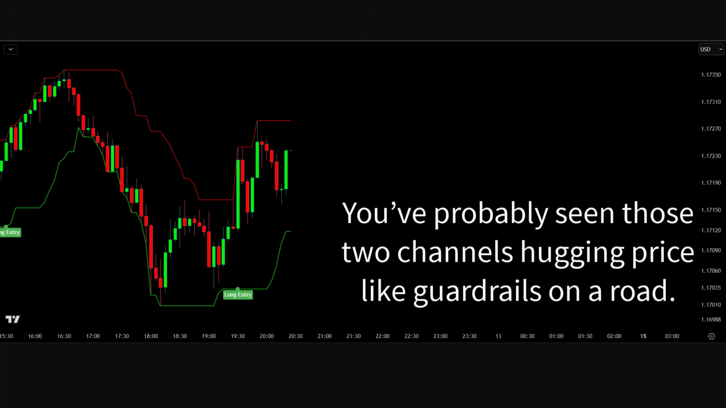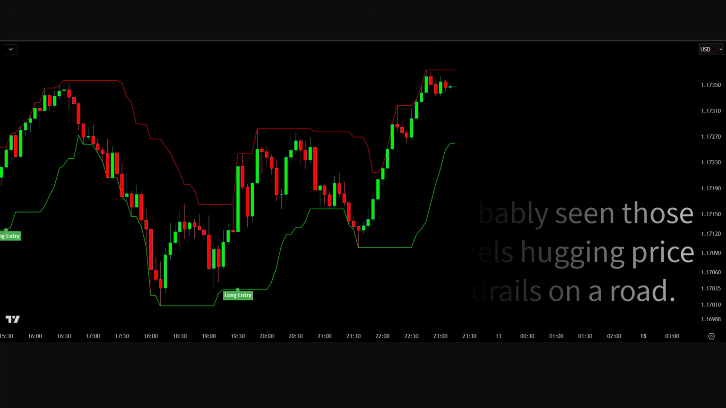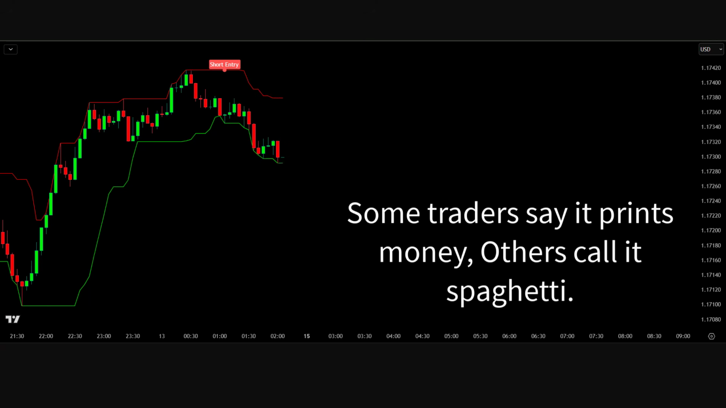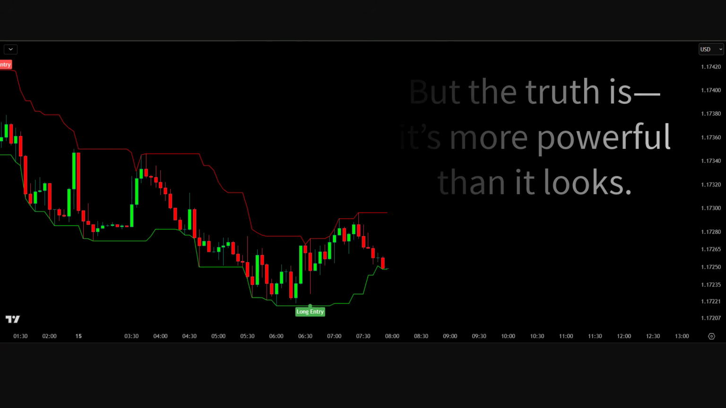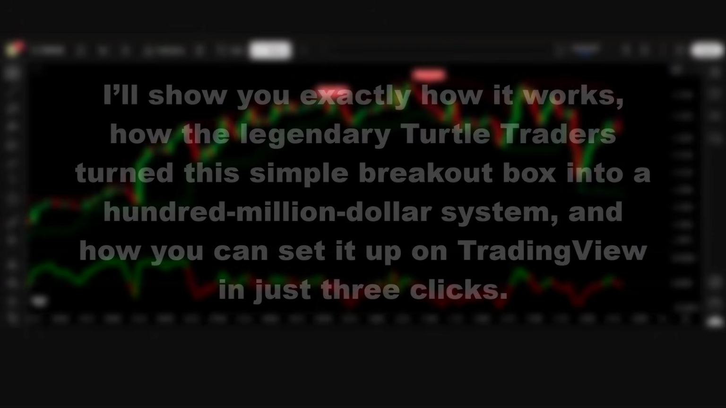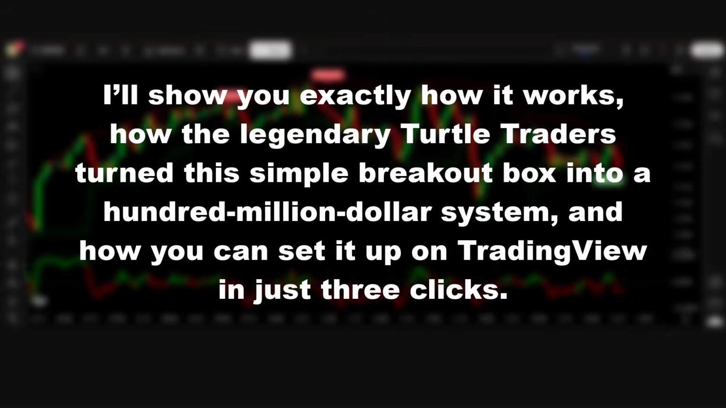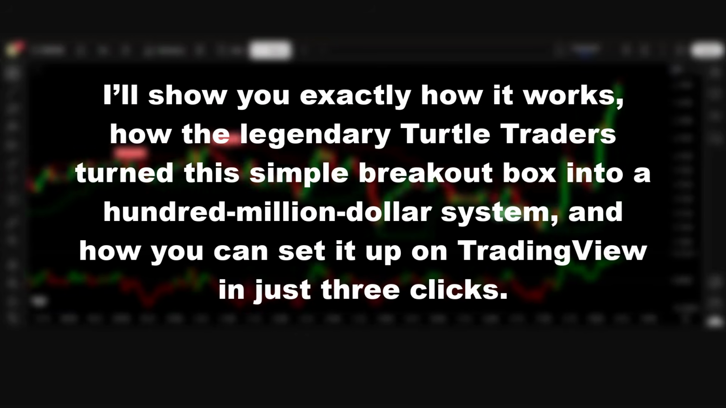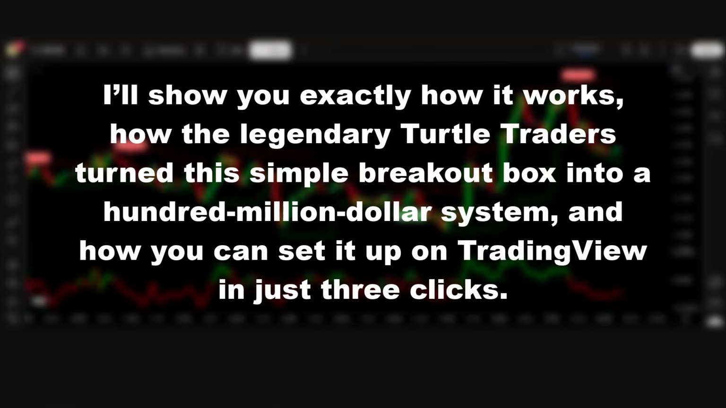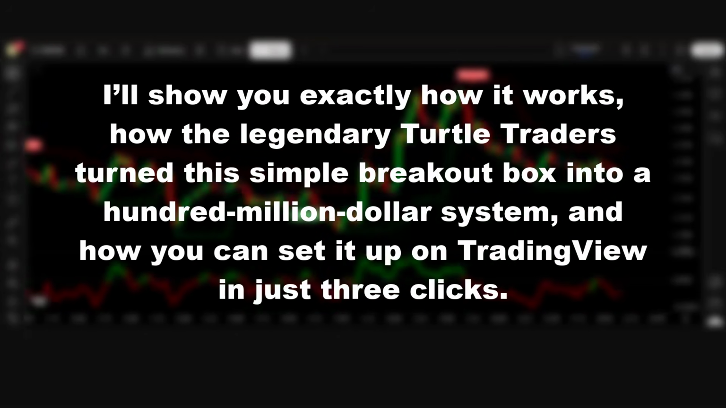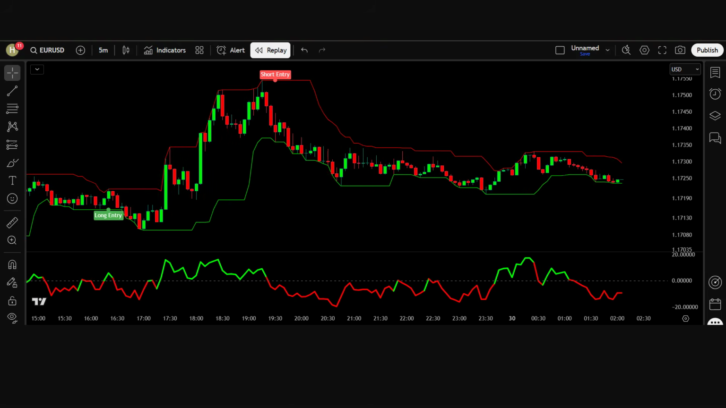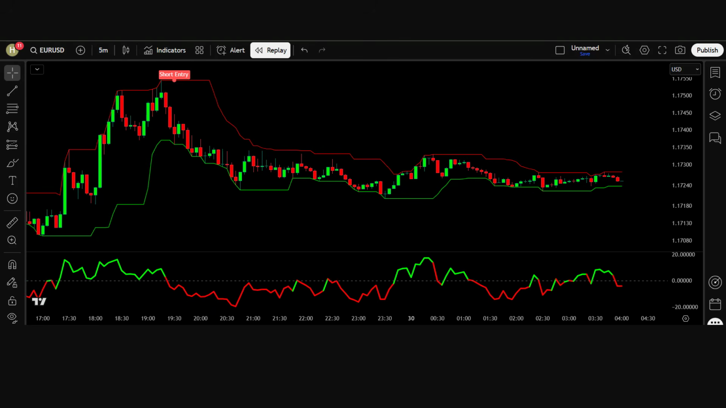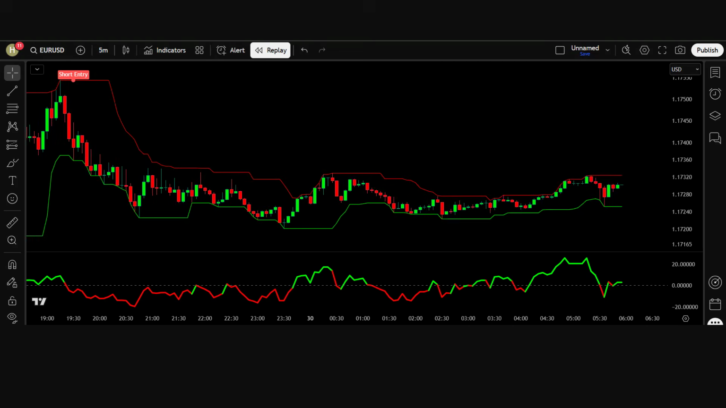You've probably seen those two channels hugging price like guardrails on a road. Some traders say it prints money, others call it spaghetti. But the truth is, it's more powerful than it looks. In this video, I'll show you exactly how it works, how the legendary turtle traders turned this simple breakout box into a $100 million system, and how you can set it up on TradingView in just 3 clicks. No confusing theory, just a clear, step-by-step guide you can follow right away.